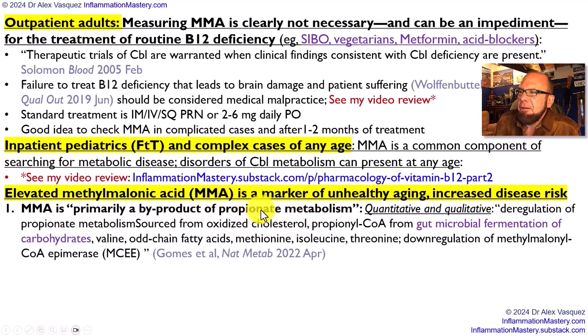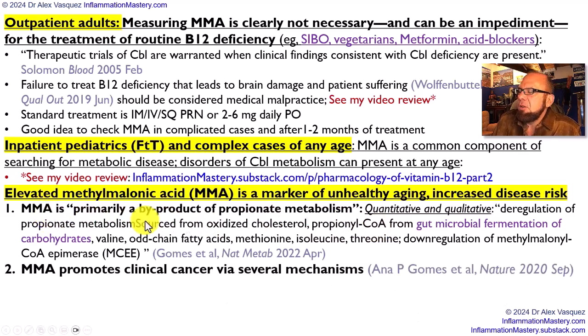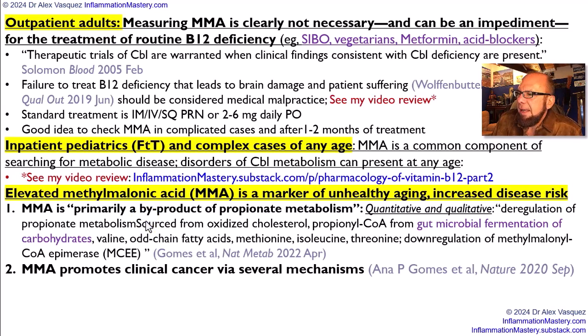So we have to get rid of propionic acid or propionyl-CoA. The way to get rid of that is through this pathway of detoxifying methylmalonyl-CoA. If we don't get rid of the methylmalonyl-CoA, then that's going to accumulate in the cells and in the entire body, the entire organism, and that's going to promote further neuroinflammation, mitochondrial dysfunction, and cancer growth.